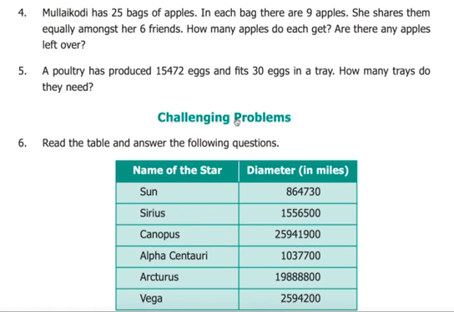Okay. A poultry has produced 15,472 eggs and fits 30 eggs in a tray. How many trays do they need? Divide and calculate, ma.